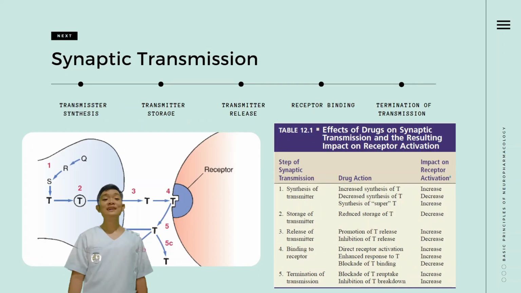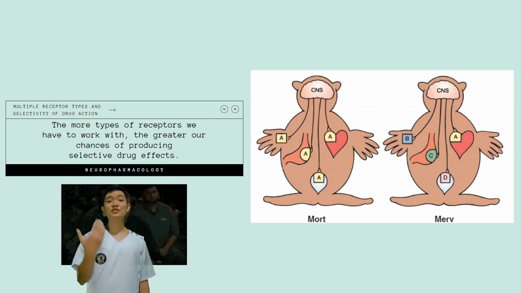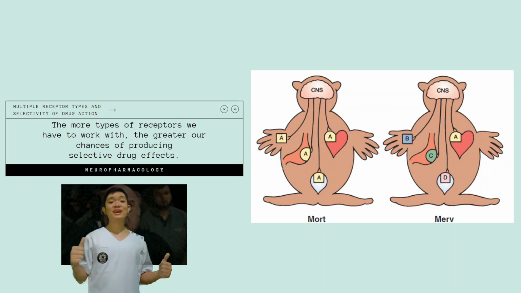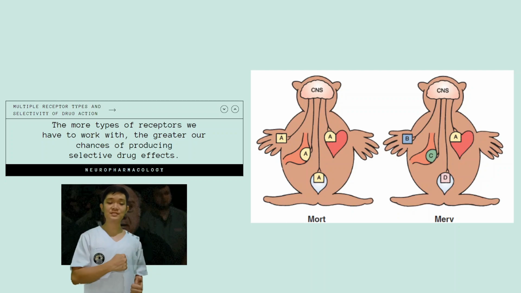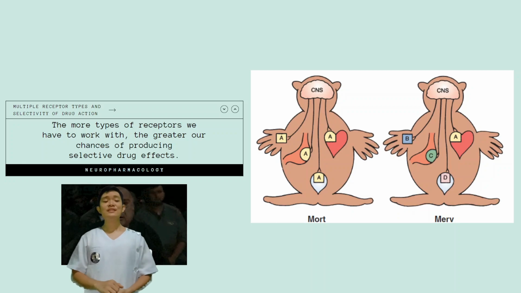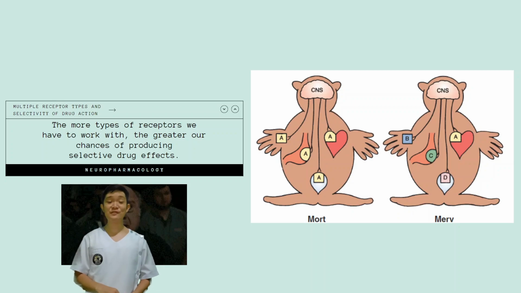Thank you. The scenario presents the idea that if a person becomes sick and needs medication to regulate their body back to normal, having a variety of receptors can help produce selective drug effects. So, if all receptors were the same, different body organs would be affected by the medication, potentially causing unwanted side effects.